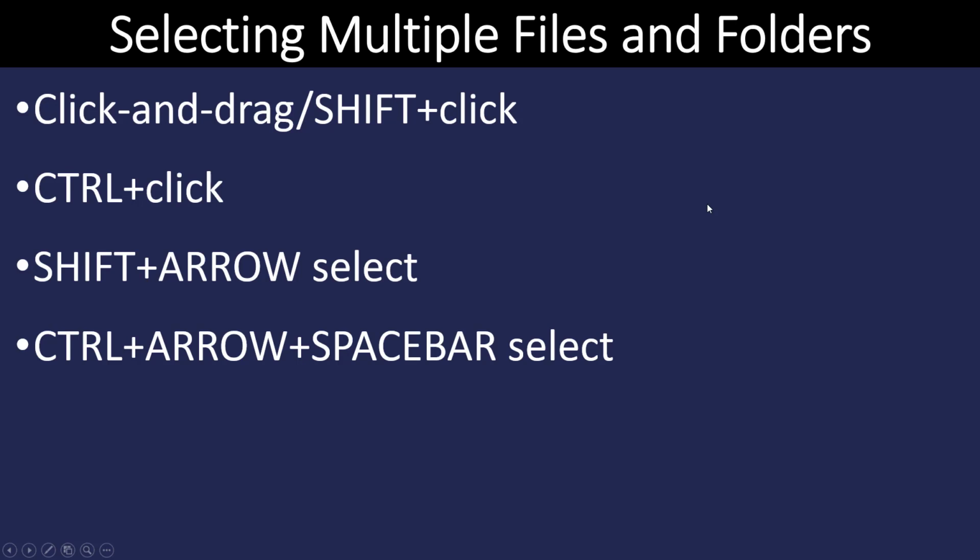If we want to select multiple files and folders together, we can do that. If they're adjacent to each other, we can drag or use the shift and click method to select multiple folders that are adjacent to each other. If the files or folders we want to select are not adjacent to each other, we can use the control key and the mouse click to select individual items that are non-adjacent. If we want to just use the keyboard, we can use the shift and arrow to select adjacent items, and non-adjacent items can be selected using control arrow and space bar.